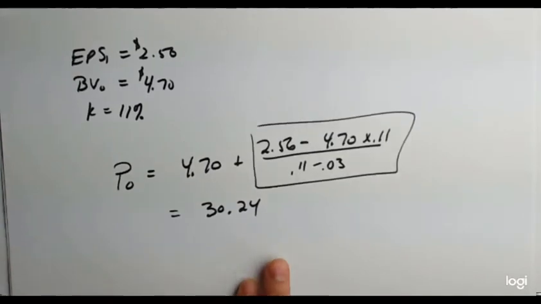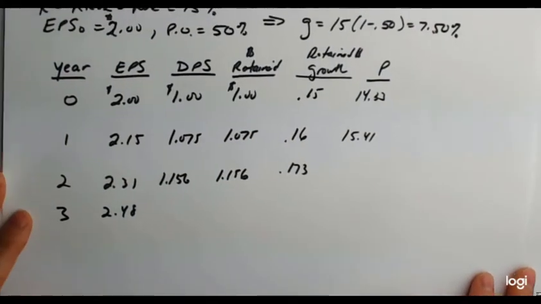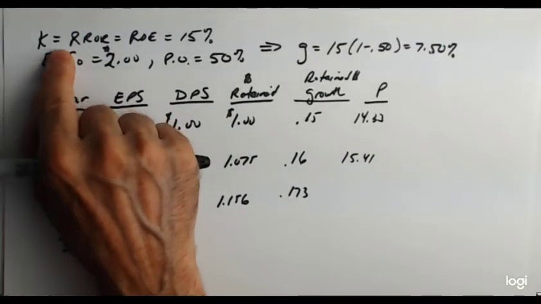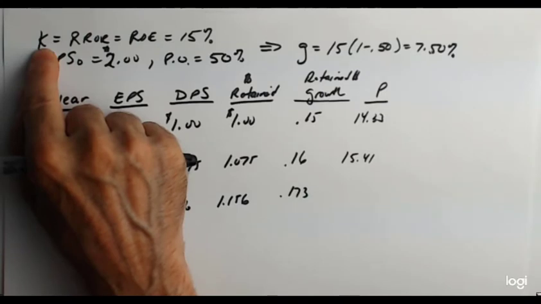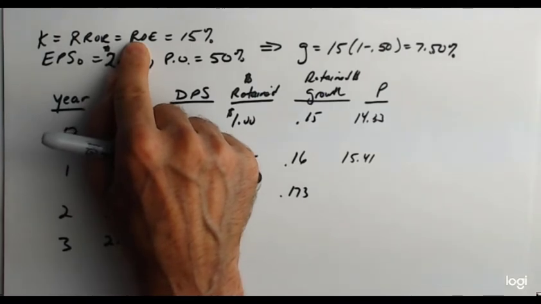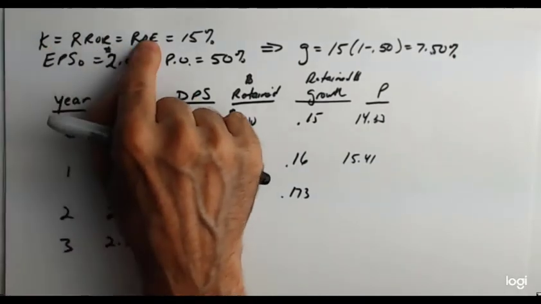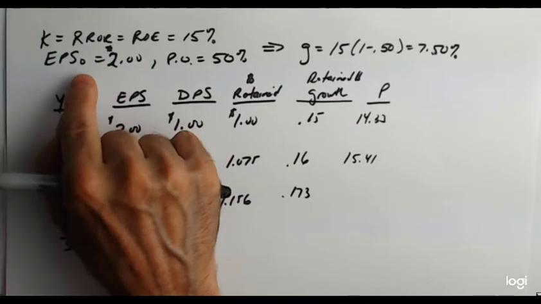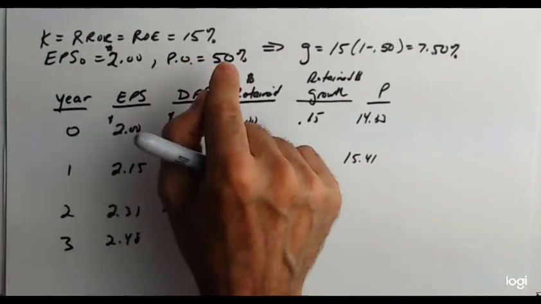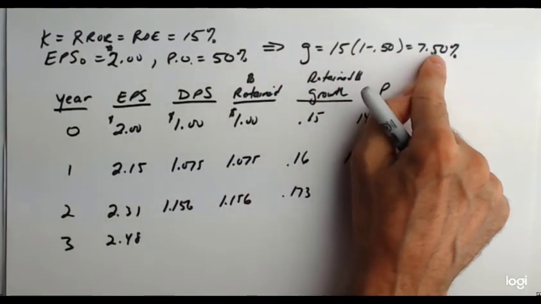Let's go back to the model that we looked at using the constant growth dividend model. Remember, I built this table, and here was the background for the example. K is the discount rate. It's the required rate of return on the stock given its risk, which equals the return on equity in this particular example, and it's 15%. So basically, what you require on the stock is what the firm is earning, and that's 15%. Earnings per share at period 0 is $2. The payout ratio is 50%. For every buck the company earns, it pays 50% out as a dividend. This information implies a growth rate of 7.5%.